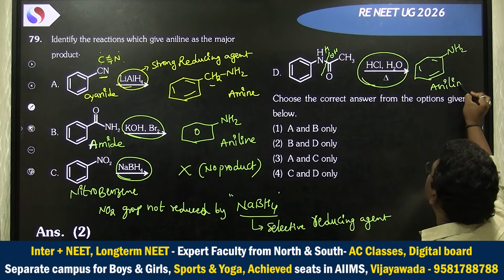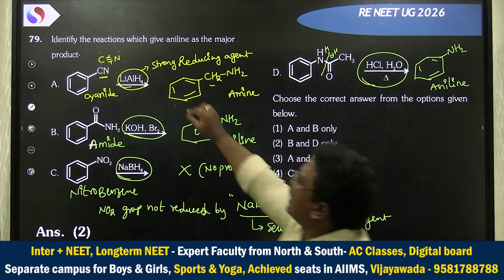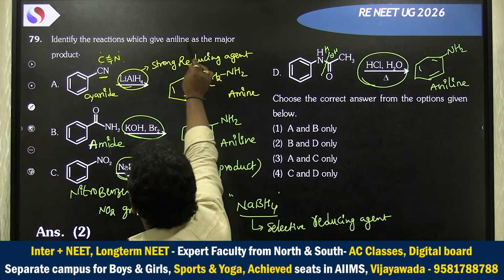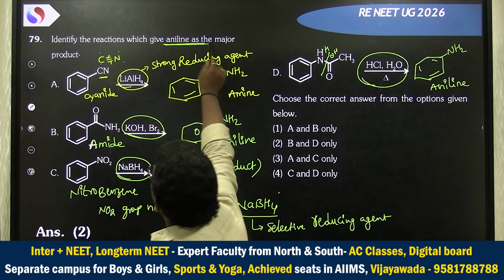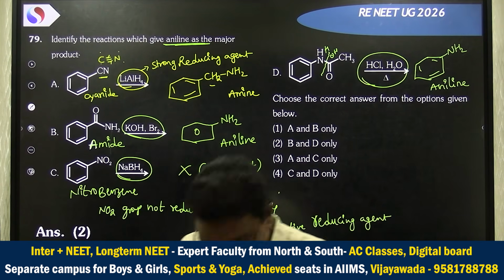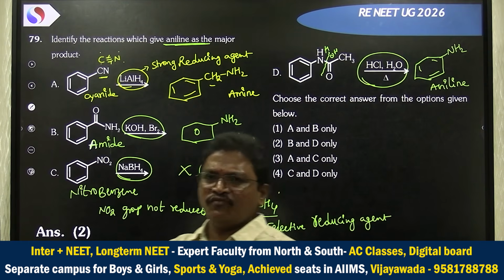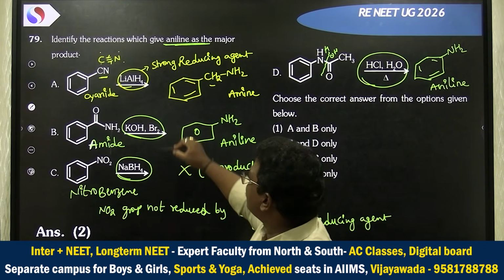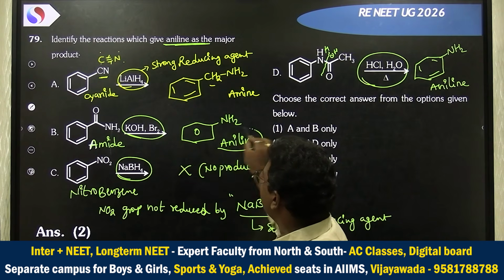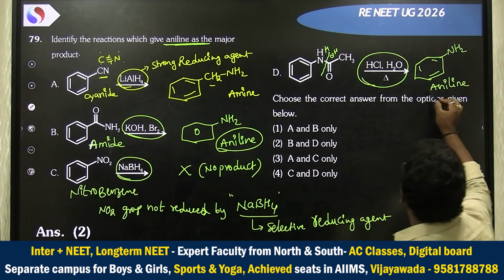ఇప్పుడు అడిగిన క్వశ్చన్ ఒకసారి చూడండి. Identify the reaction which gives aniline. What is the product? Required product here is aniline. ఏ రియాక్షన్‌లో aniline ఫామ్ అయింది? ఎక్కడెక్కడ ఫామ్ అయిందో మీరే చూసి చెప్పండి. ఇది ఒక ప్రొడక్ట్ అండ్ ఇది aniline ప్రొడక్ట్.